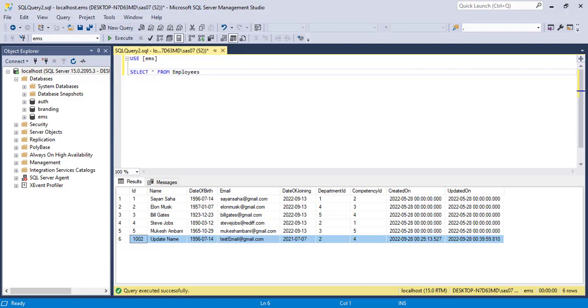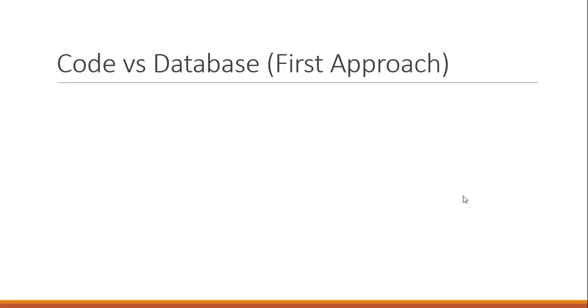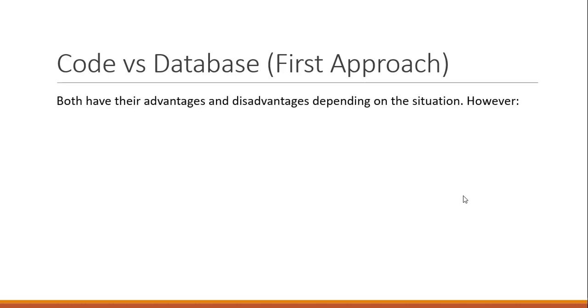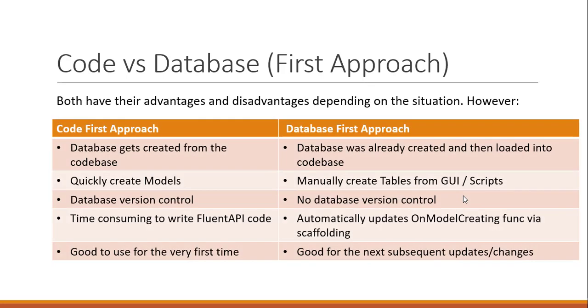Now to the final part, code first approach versus database first approach. So both code first and database first approach have their advantages and disadvantages depending on the situation. However, in code first approach, the database gets created from the code base, whereas in the database first approach, we create it first and then load it into the solution. In code first approach, it's very easy to quickly create the models. In database first approach, you will have to manually create the tables via query or from the GUI, graphical user interface, right?